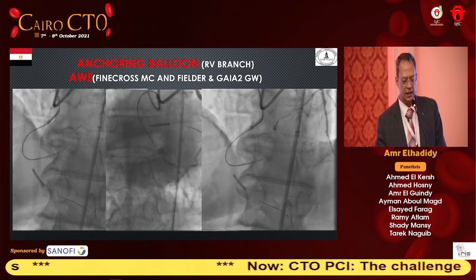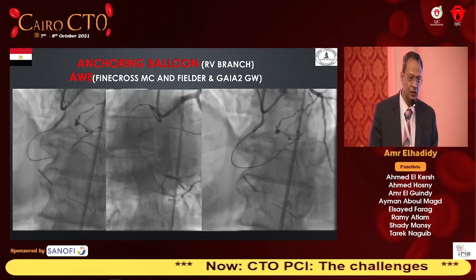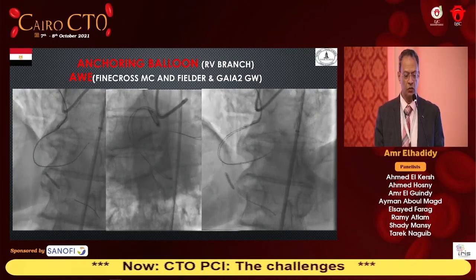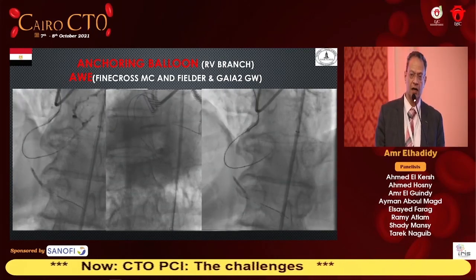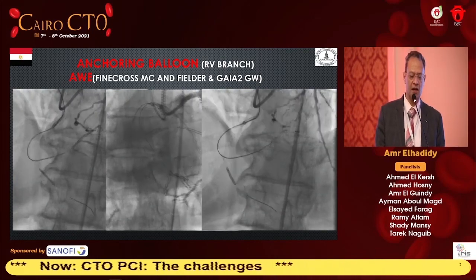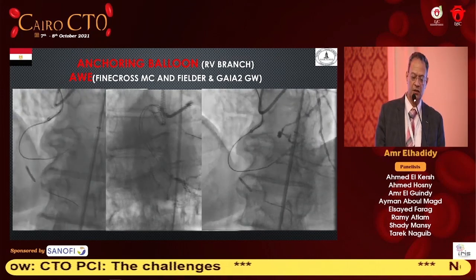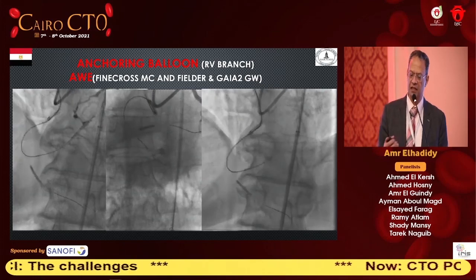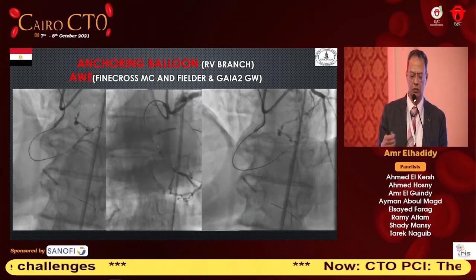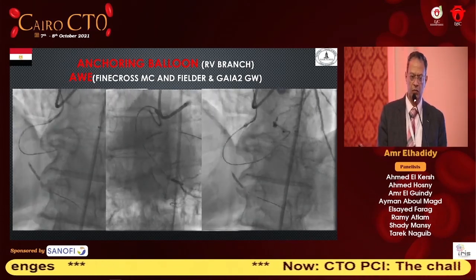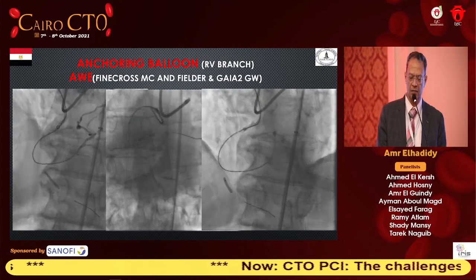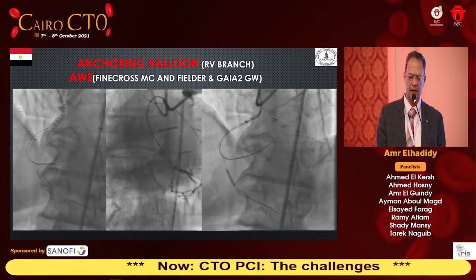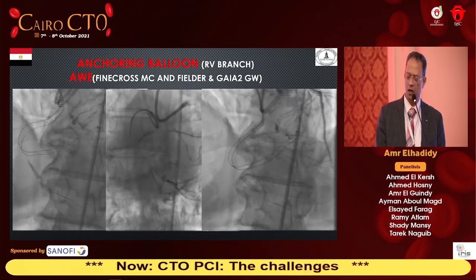One of the most important tricks, as mentioned today by Dr. Ramesh, is using an anchoring balloon. When using an anchoring balloon, you can use the RV branch to fix the guide, because sometimes it's very difficult to go with a microcatheter, or with a balloon or anything. So we're using a FineCross microcatheter, a smaller microcatheter, and then we use wire escalation.